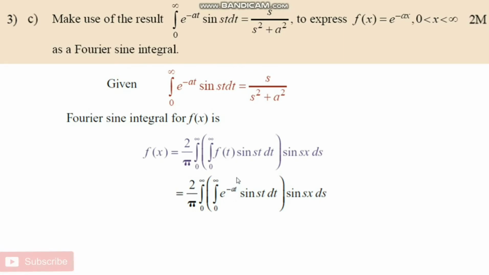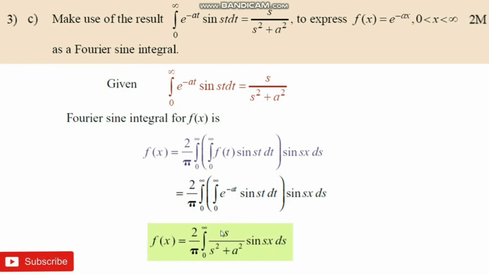We know the result of this bracketed integral: s by s square plus a square. Hence, we have expressed the given function f of x as a Fourier sine integral, that is, 2 by pi, integral 0 to infinity, s by s square plus a square, sin sx ds.